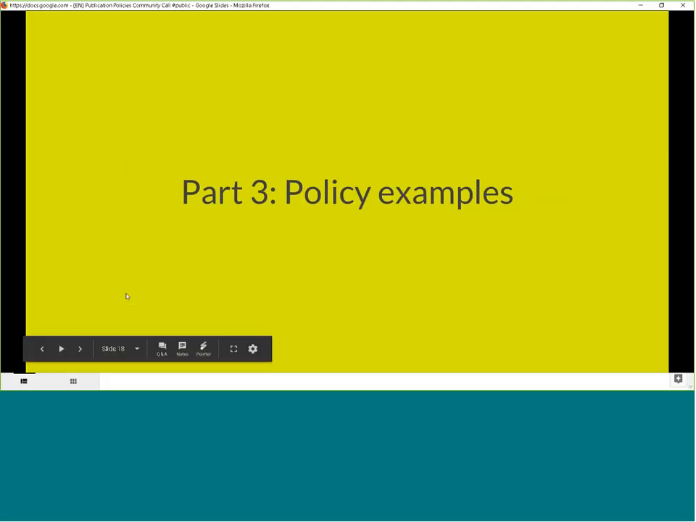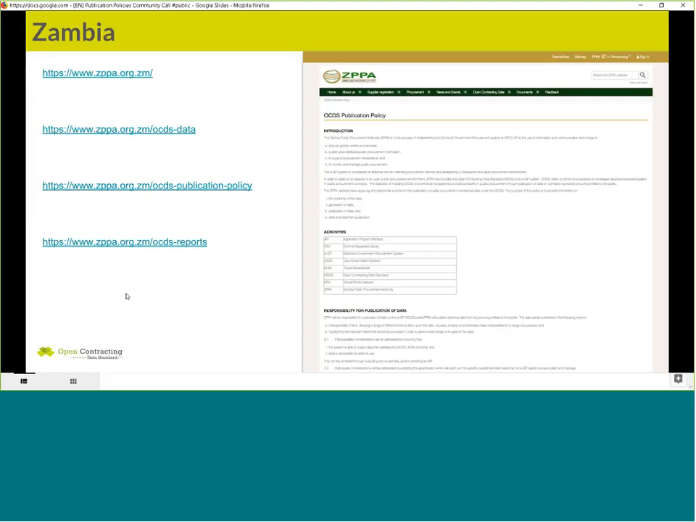So we're going to look now at a couple of real-world examples of publication policies, and have our partners from Zambia and the UK talk through what they provide alongside the data and what the considerations behind that were. So first up, we've got Ethel from the Zambia Public Procurement Agency. Zambia recently implemented an e-government procurement system and started publishing OCDS data, and they've got a really good publication policy alongside that. So it'd be great, Ethel, if you could just talk us through what information you provide.